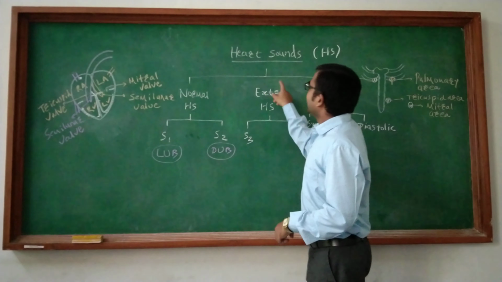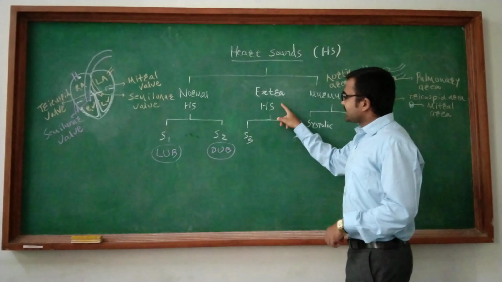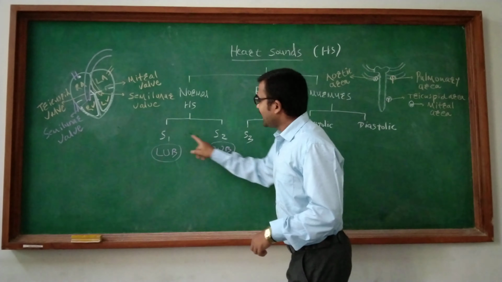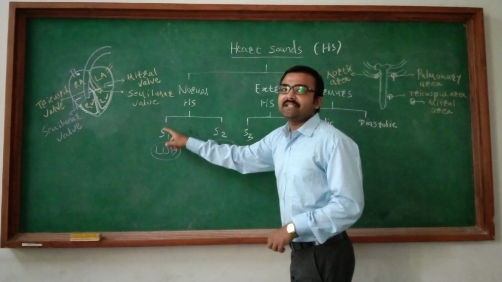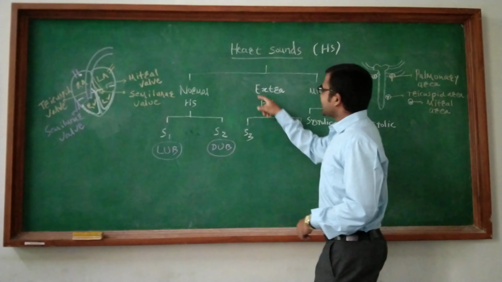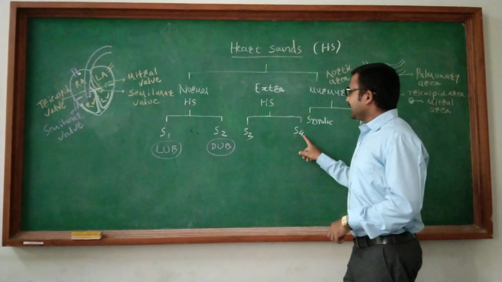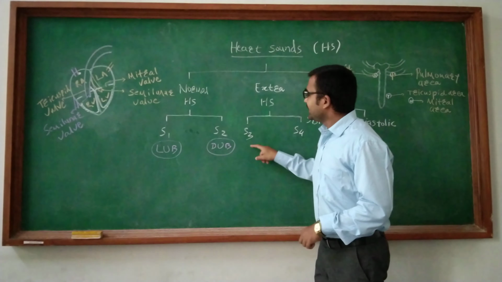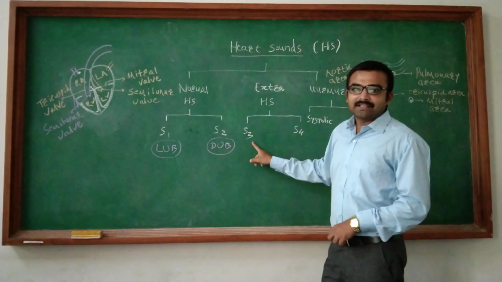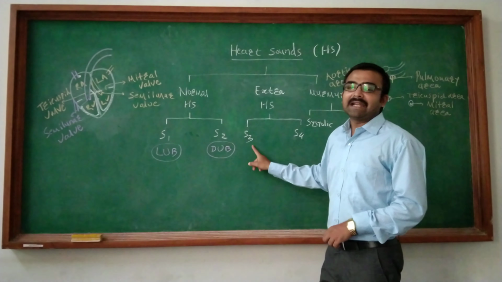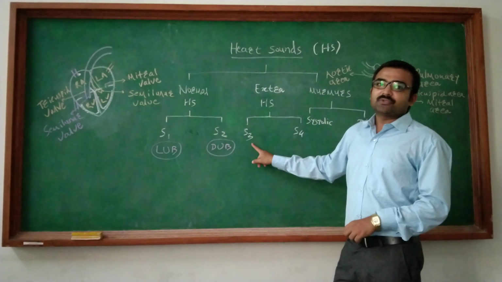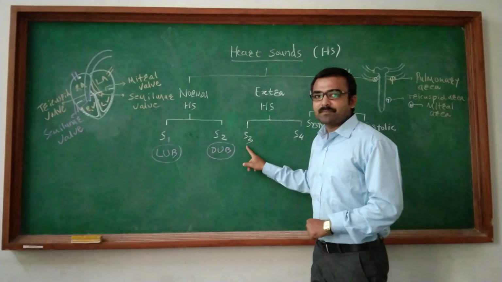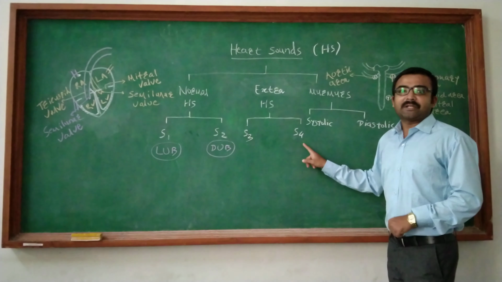Now coming to the extra heart sounds. There are two extra heart sounds, S3 and S4. The normal heart sounds you will auscultate in all normal healthy individuals. These extra heart sounds, S3 and S4, are not always physiological. For example, S3 is physiological in athletes, during pregnancy and in some children. If you auscultate S3 in any age group other than this, then it can be pathological. Remember, S4 is always pathological.